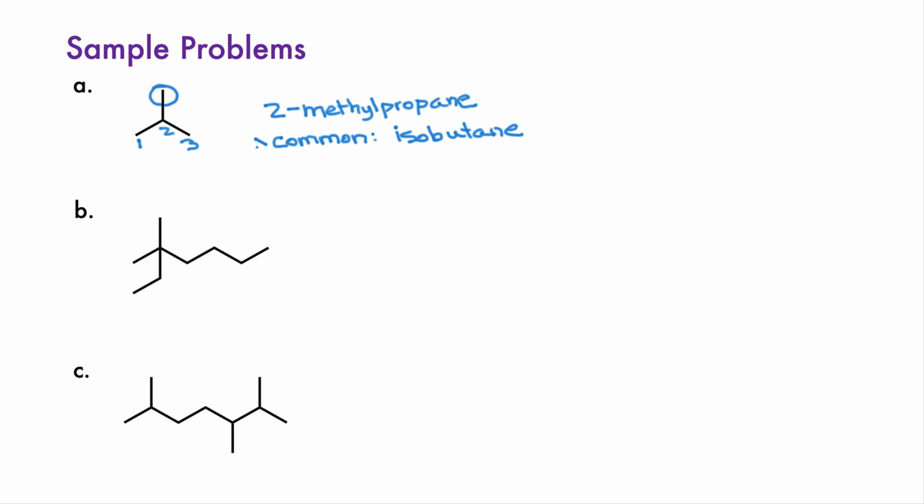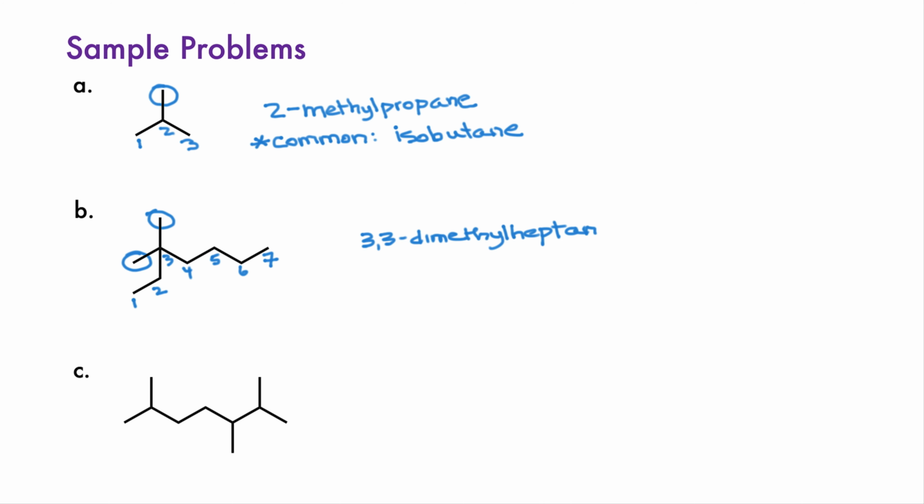The second molecule has 7 carbons and is a heptane. It also has 2 methyls, so this is a dimethylheptane. You should easily be able to see that this is a 3,3 and not a 5,5 dimethyl, because you want to give the methyl groups the lowest possible number.